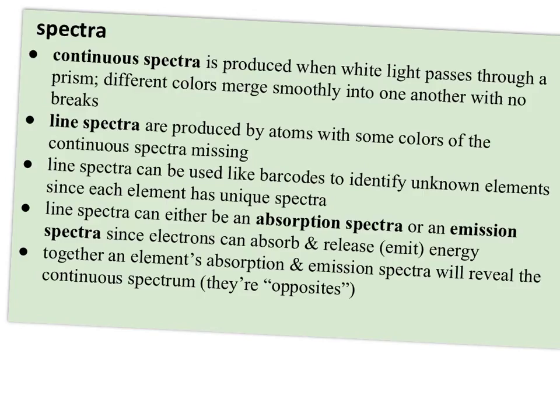Line spectra can be either absorption spectra or emission spectra, and that's because electrons can absorb energy as they move out to a further out energy level or an excited state, or they can release or emit energy when they move back to their ground state. Together, an element's absorption and emission spectra will reveal the whole continuous spectra, because whatever's absorbed won't be emitted, and what's not absorbed will be emitted. So I kind of think of them as being opposites. Whatever you see on the absorption spectra, what's missing will be on the emission spectra. Whatever you see on the emission spectra, what's missing has to be on the absorption spectra.